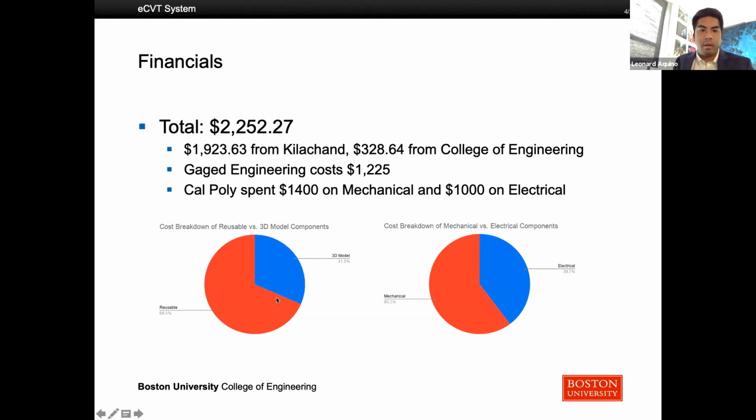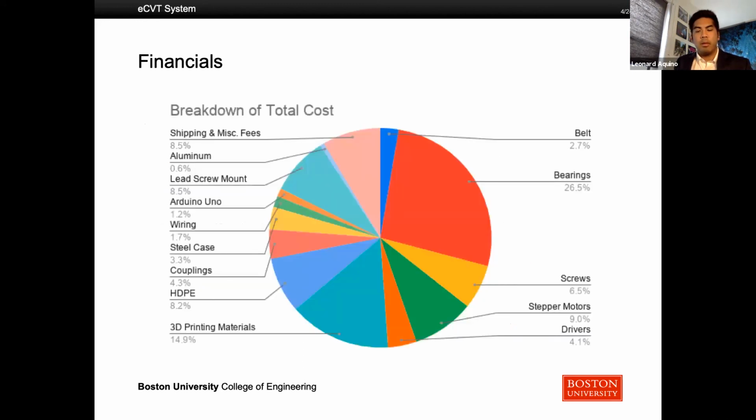So here are some pie charts showing the cost breakdown. And you will notice on the left, the great thing about our model is that 70% of our spending can actually be reused for either future models or the device that can be fitted in the car itself. While only 30% of our spending actually went towards our model specifically. And then here's a further detailed breakdown of what we've spent on this model.